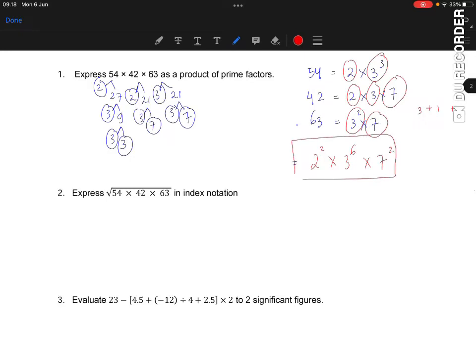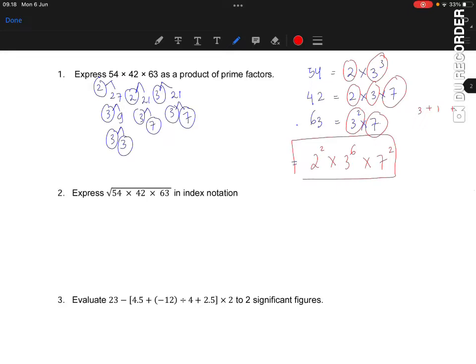If you have a highlighter, you may use it, but in the IGCSE, I think you're not allowed to use a highlighter, yeah. Just box it or underline it. Finish for number 1. Move on to number 2.